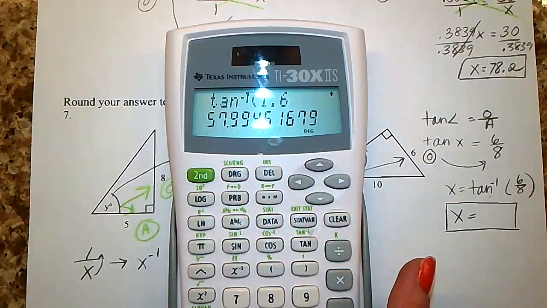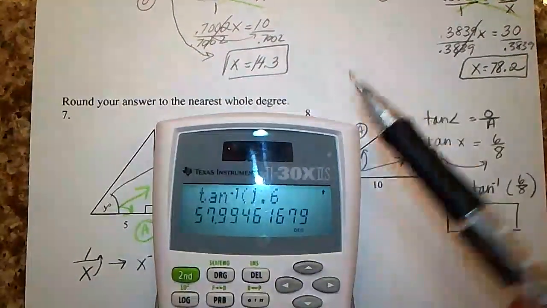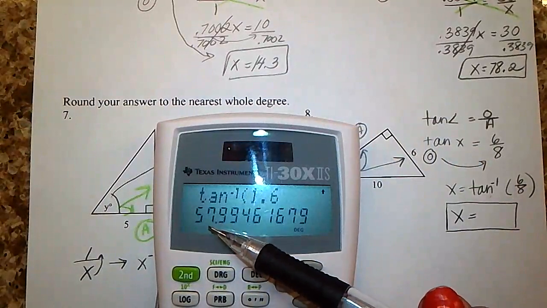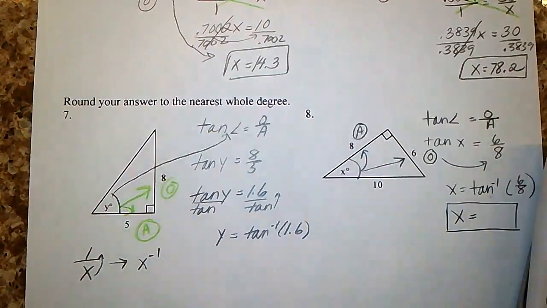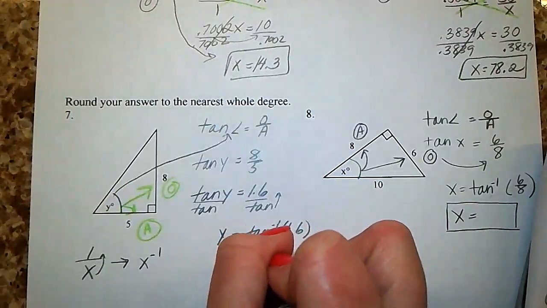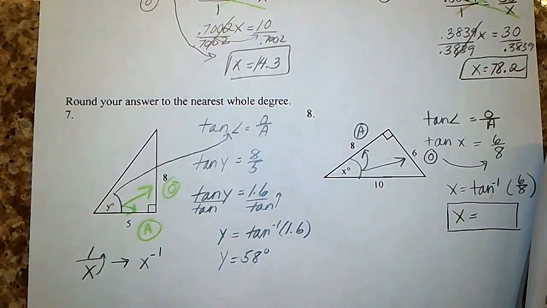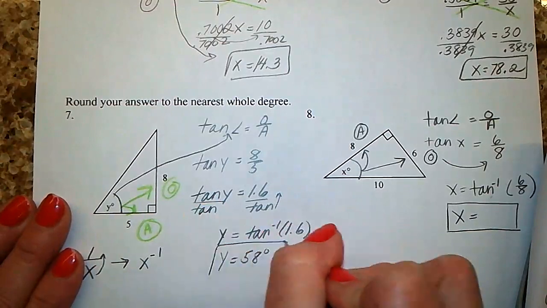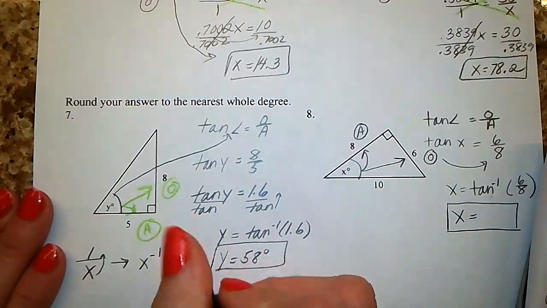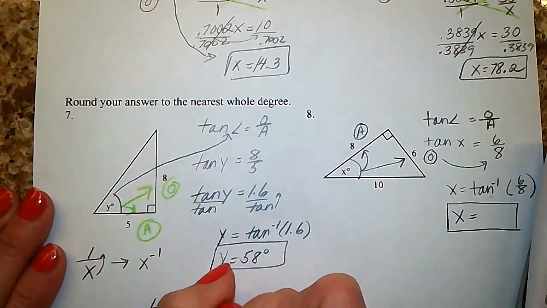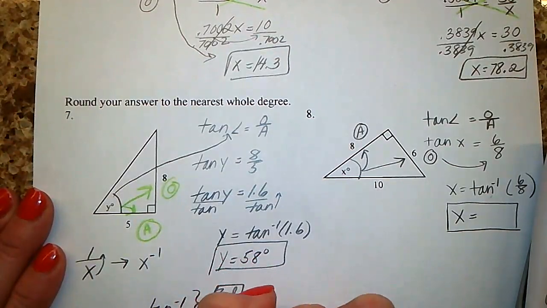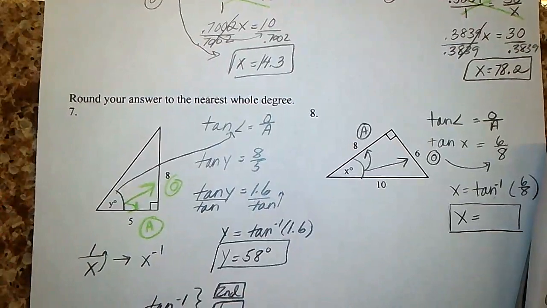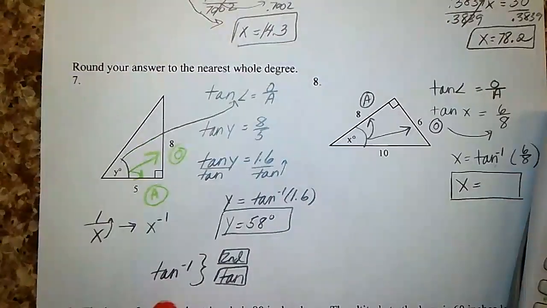Now, these are angle measures we're finding. If you notice, it says round to the nearest whole degree. So I'm just rounding to the nearest whole number. That is going to be 58. So that right there is going to be y equal to 58 degrees. We just found the value of y. Just remember that that tangent to the negative 1 is found by pressing the second key and then the tangent key right after, and that will give you that tangent to the negative 1 there.